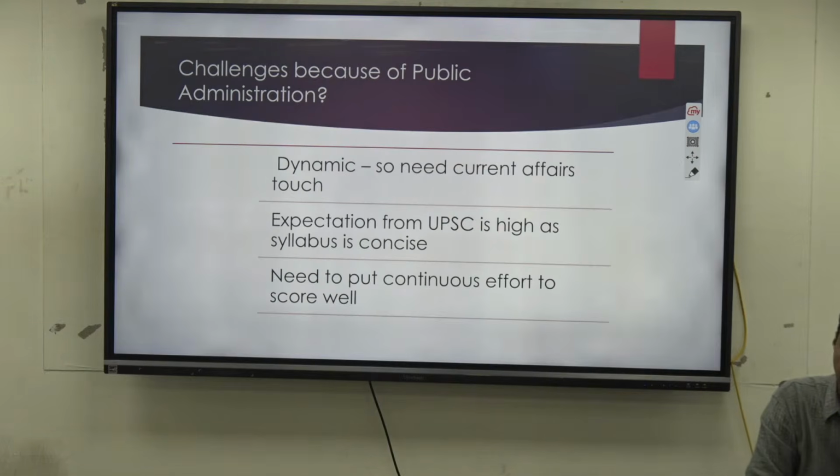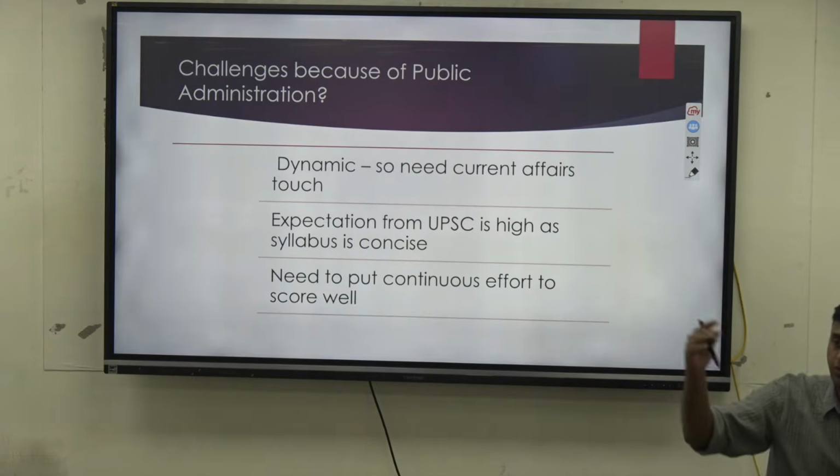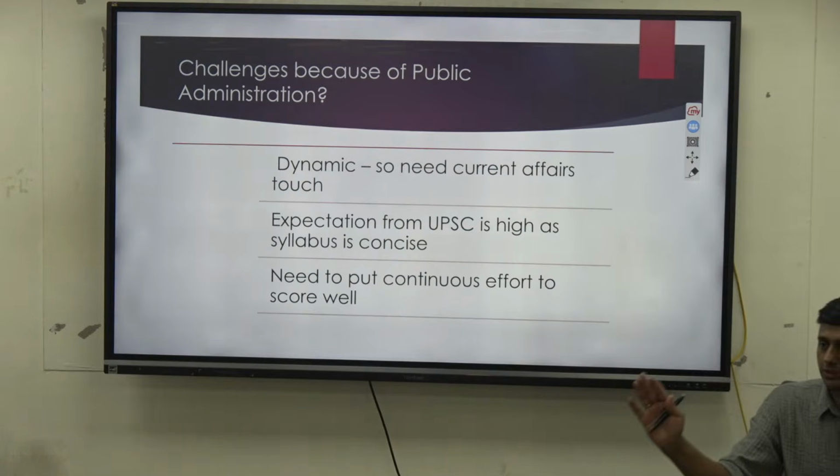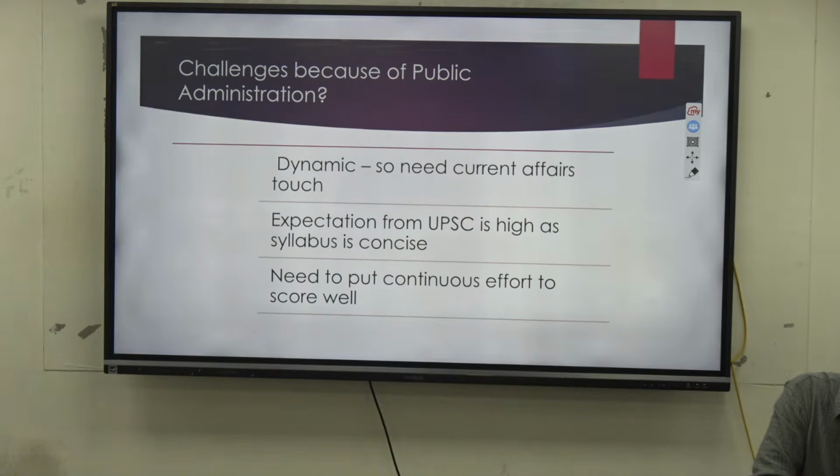For example, in optionals, what will happen in mains? After, let's say, today your GS4 is done. Normally, you will have a 4 to 5 day gap for your optional revision. In that 4 to 5 day gap, you should be able to revise your optional at least 3 to 4 times. So what happens? You have to shift from your GS mode and get into optional mode. Now, apply simple logic. How can you revise an optional, both paper 1 and paper 2, that is 500 marks, in a span of 4 days for 4 to 5 times, or let's say at least 3 to 4 times? Apply simple common sense.